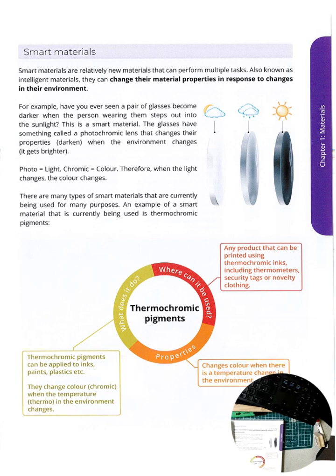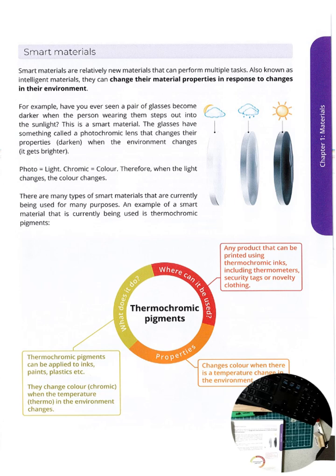Smart materials. Smart materials are relatively new materials that can perform multiple tasks, also known as intelligent materials. They can change their material properties in response to changes in their environment. For example, have you ever seen a pair of glasses become darker when the person wearing them steps out into the sunlight? This is a smart material.